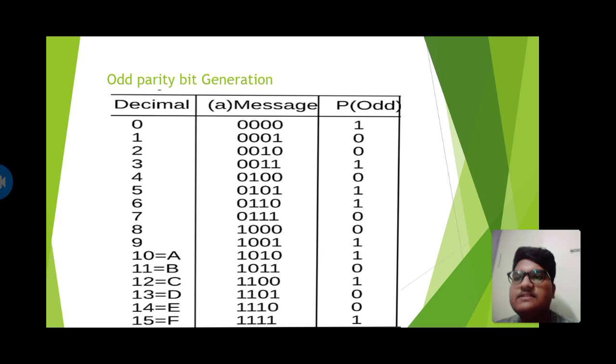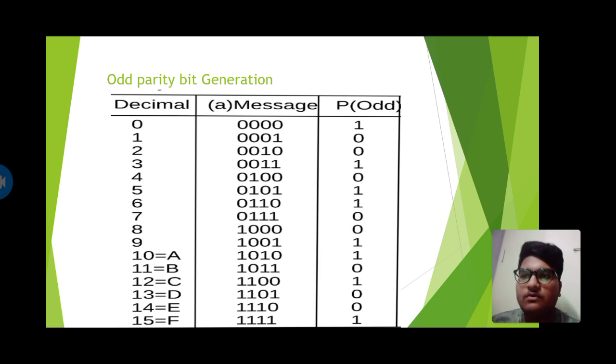Similarly to even parity bit generation, odd parity bit generation is also considered. But for odd parity, when there is an odd number of ones, the corresponding p becomes 0, and when there is an even number of ones, the corresponding p becomes 1. And as we can check, for 0 it's all 0s, so parity p is 1. For 1 it has only one 1 among 0 0 0 and 1, so the corresponding parity p becomes 0, and so on.